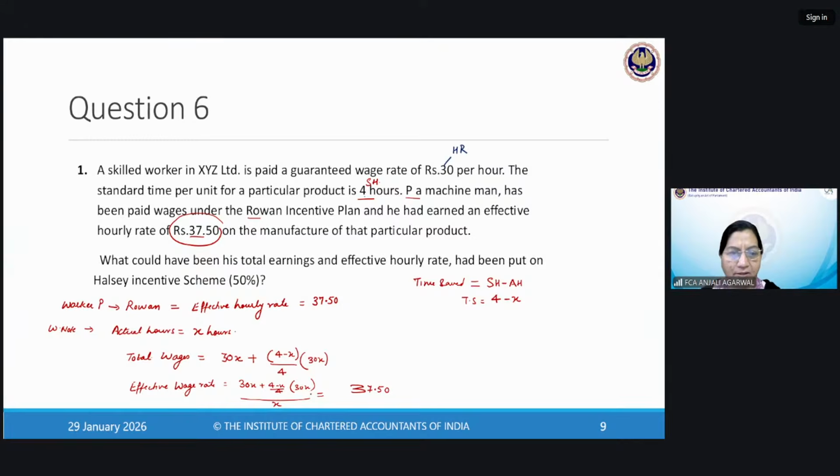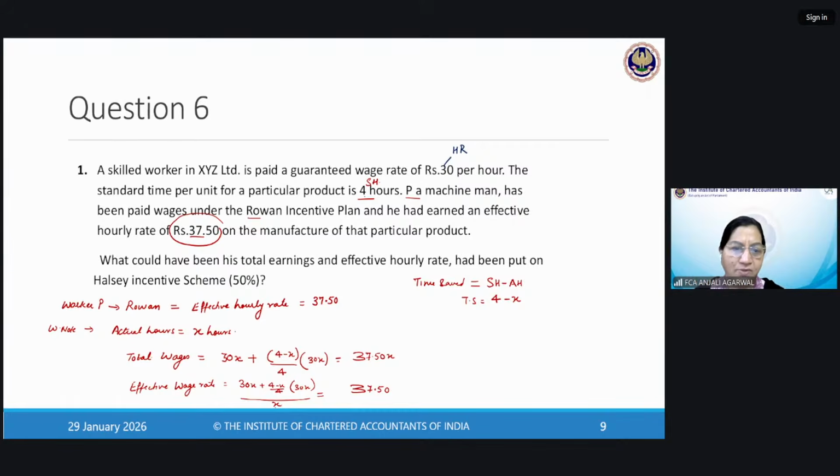Okay. So this X can move here, or we can also say directly that if your effective hourly wages are 37.5 and you have taken X hours, then your total wages are 37.5X. So I can equate total wages to 37.50X. Or if you first calculate the effective wage rate, this is the equation. And when X moves here, you get the same thing, right? So this is the equation that we need.